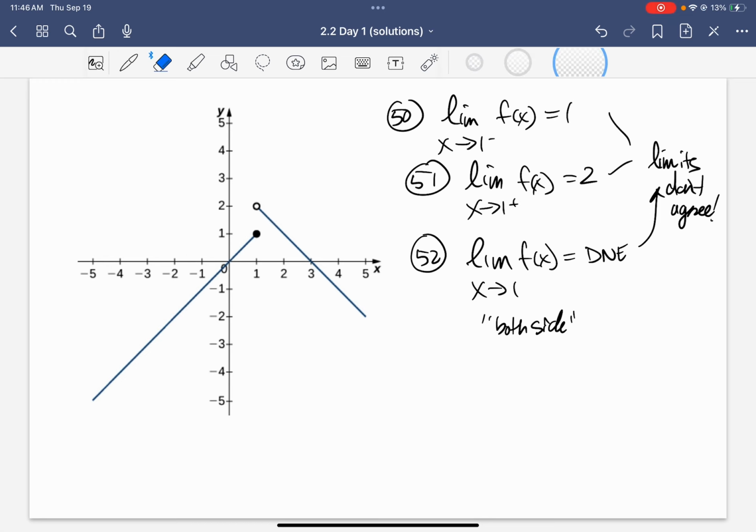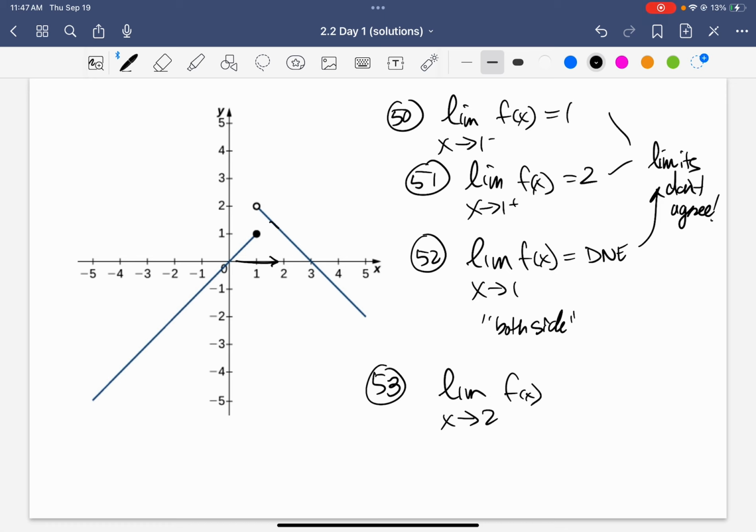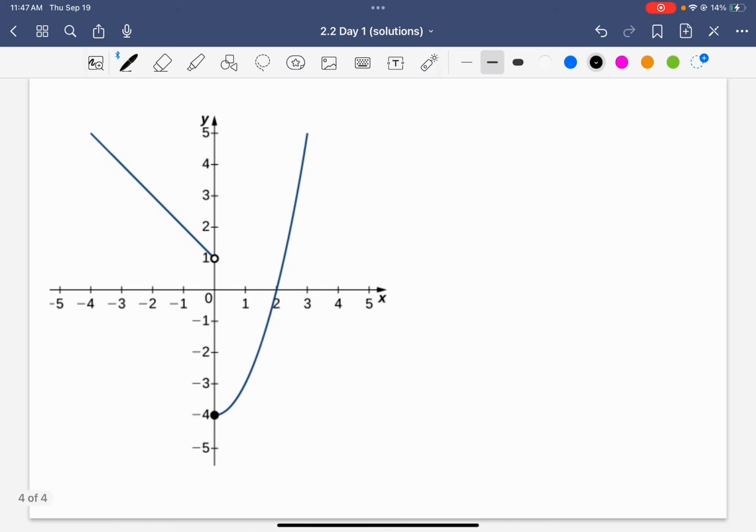Then 53 for the same picture. It says, what is the limit as x goes to 2 of f of x? As the inputs get closer and closer to 2 from either side, it looks like the outputs get closer and closer to 1. So that's 1. Then it asks for 54. What is f when you plug in 1? When you plug in 1, it looks like the output you get is 1. All right, so that's 54.